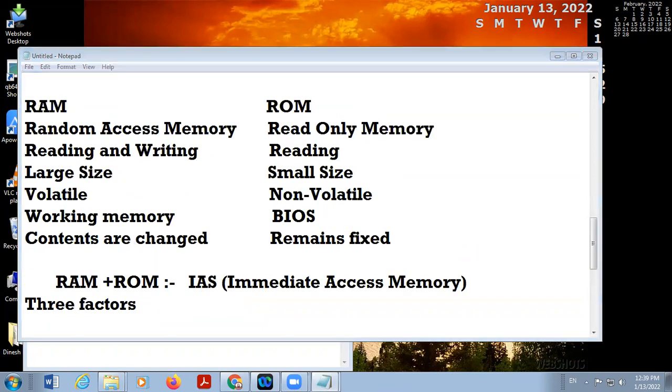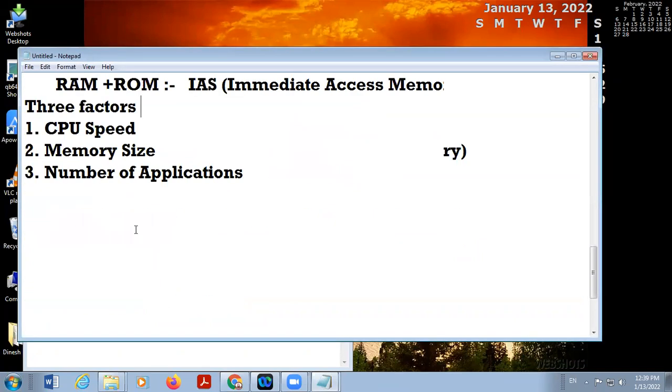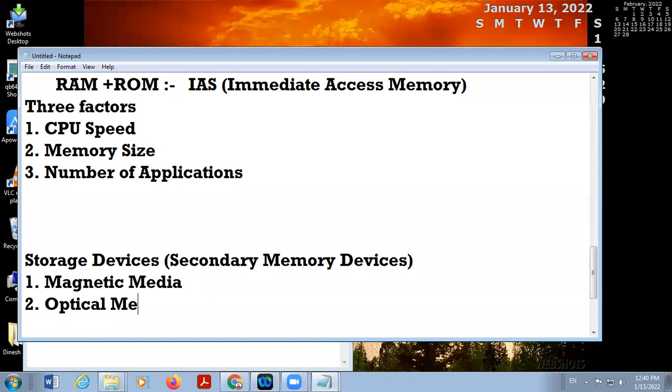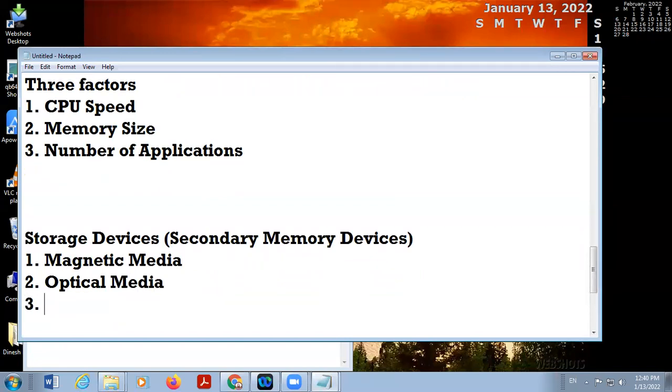Here, next is storage devices. When we discuss storage devices, it means only the secondary storage devices, secondary memory devices. We categorize secondary memory devices on the basis of different technologies. Number one is magnetic media. Second one is optical media. Third one is flash media.